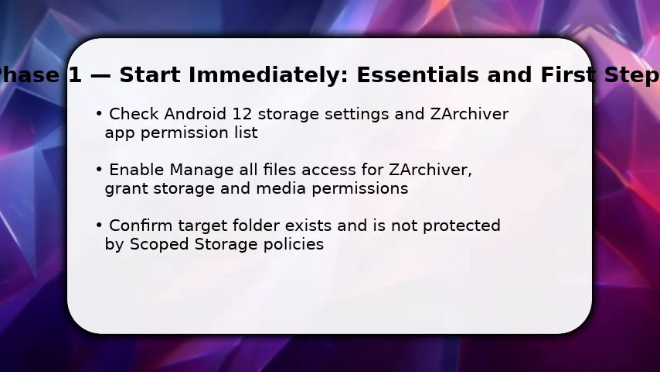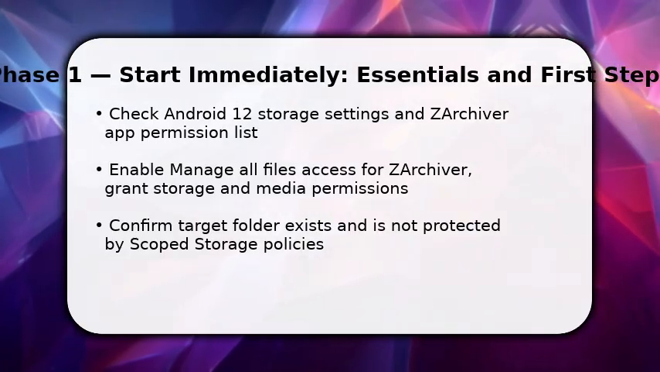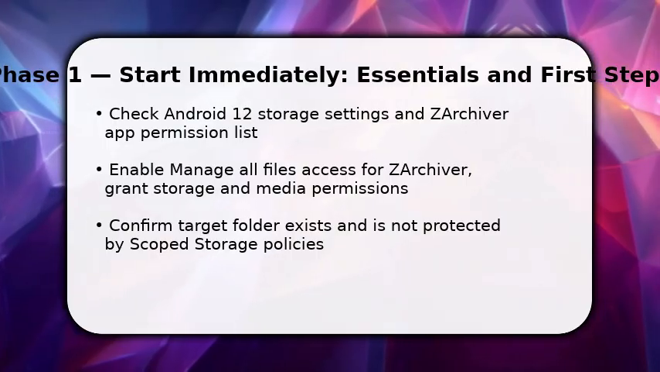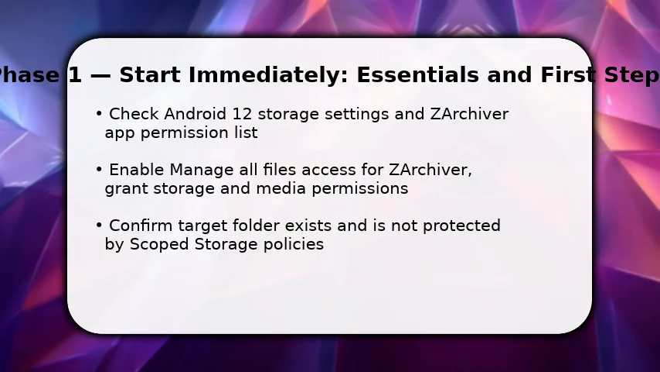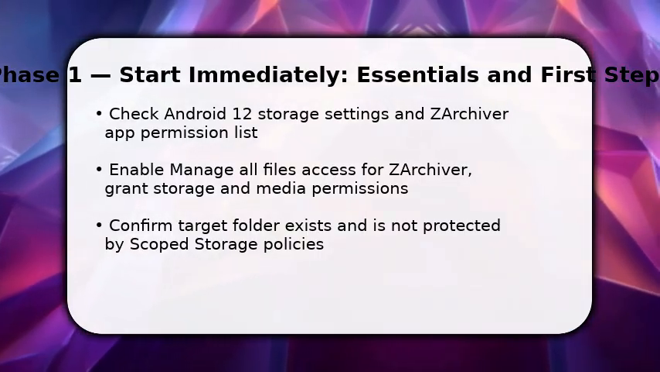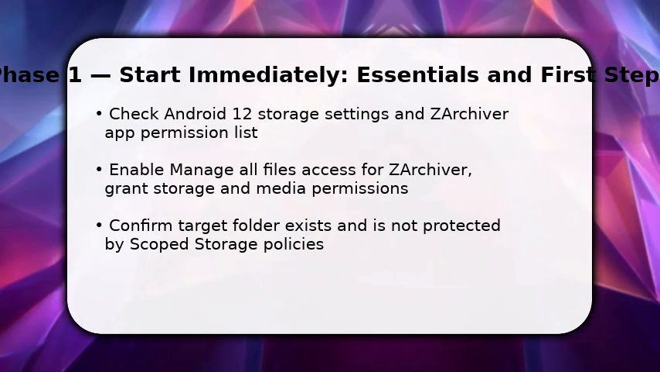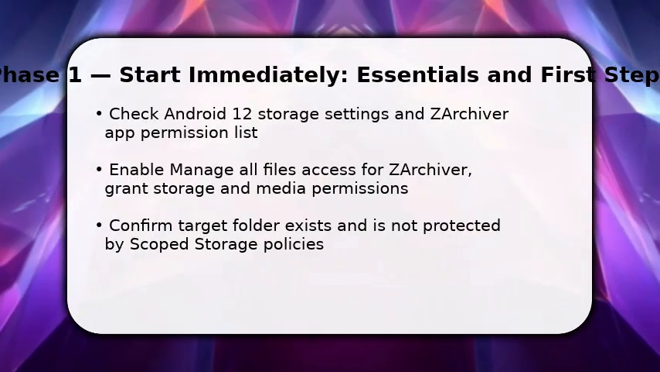Next, enable Manage All Files Access in Special App Access so Zarchiver can bypass scoped storage restrictions. Once done, verify the archive folder exists on internal storage or SD card and is not locked by another app. Make sure you're using the latest Zarchiver build, because fixes for Android 12 are included in updates.